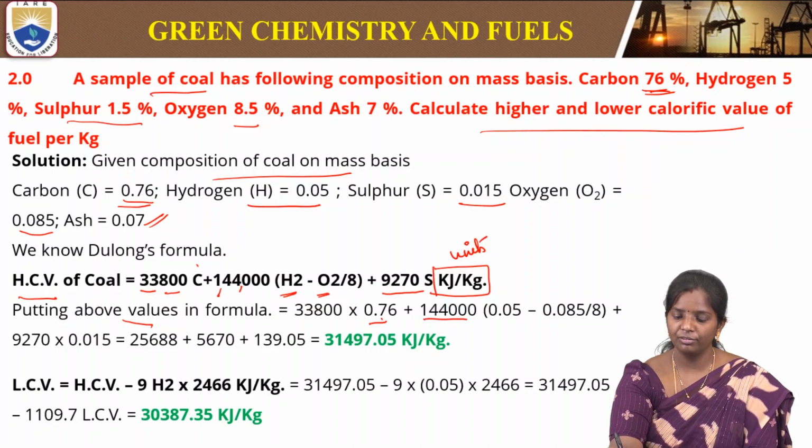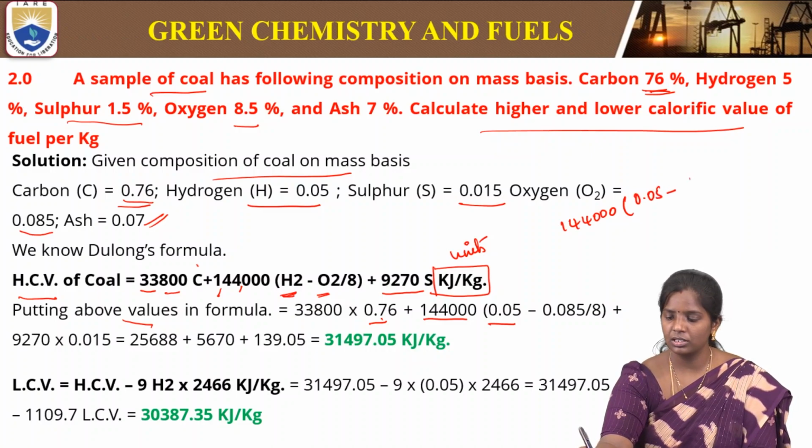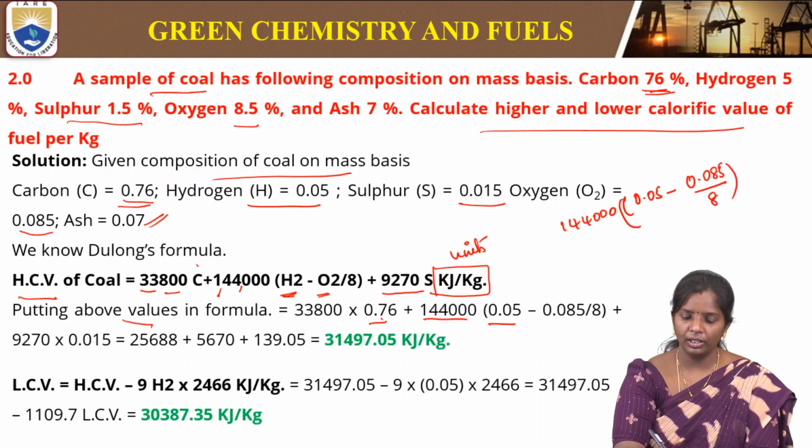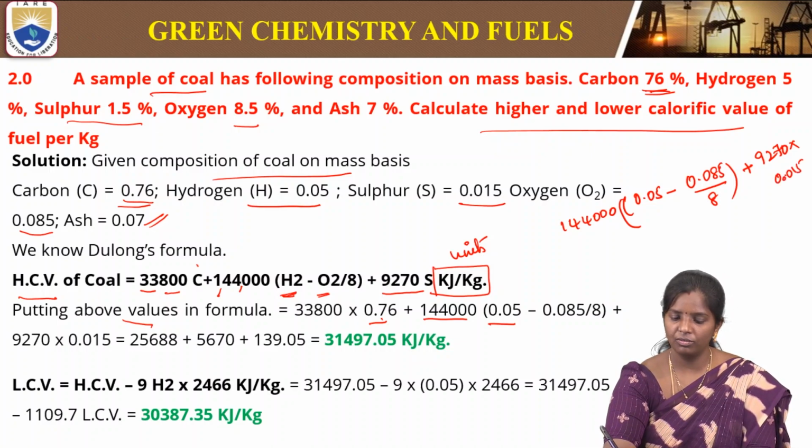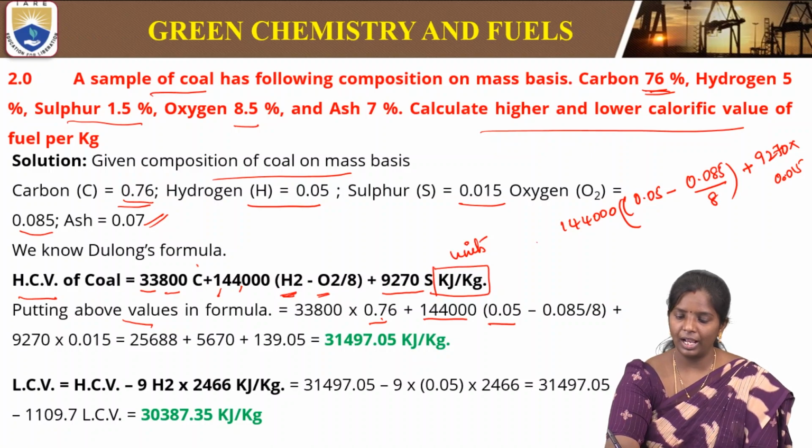Then 144,000, and what is the hydrogen value? 0.05 minus oxygen, how much is it? 0.085 divided by 8. Next, plus 9270 into how much is the sulfur? 0.015. So this is how we will be substituting the values.